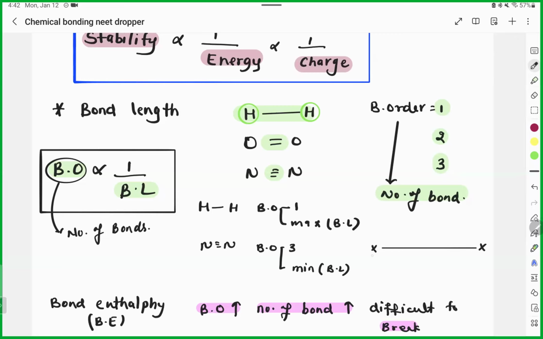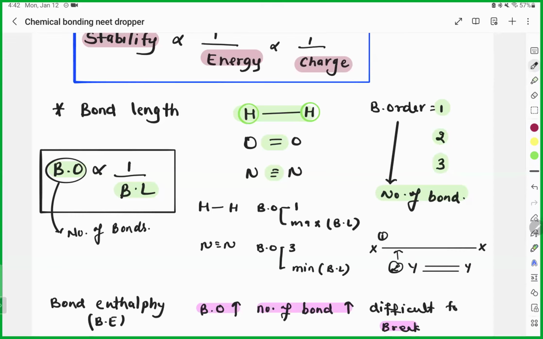Correct? For example, if you see this bond and compare the first and second, if bond length increases from 2 to 1, bond order will decrease. Make sense? Be back in 2 minutes. Okay, Anvita. Any doubt, guys? No, sir.